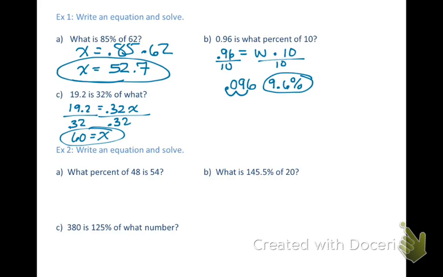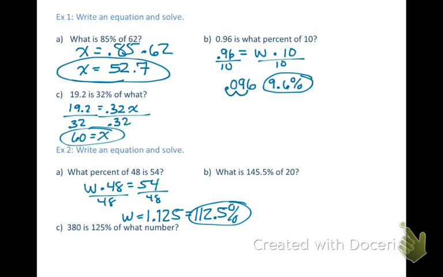Okay, let's try it again. Examples 1 and 2 are almost identical. It says what percent of 48 is 54. W times 48 equals 54. I'd like you to try your answer by yourself. Okay, so the decimal is 1.125, and then you move the decimal over twice, and it's 112.5%.